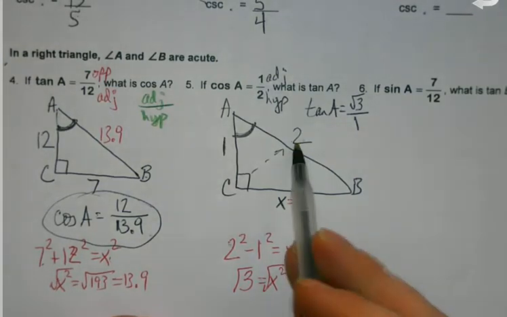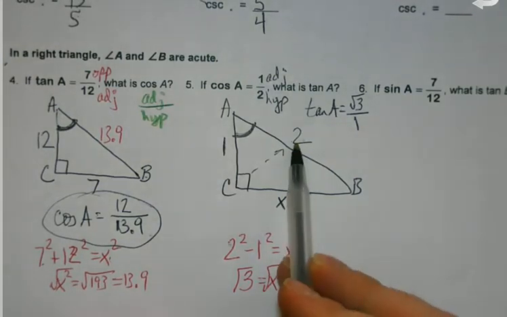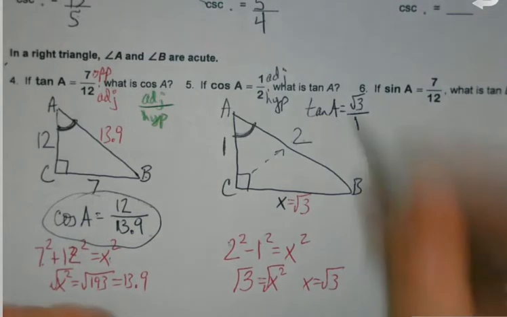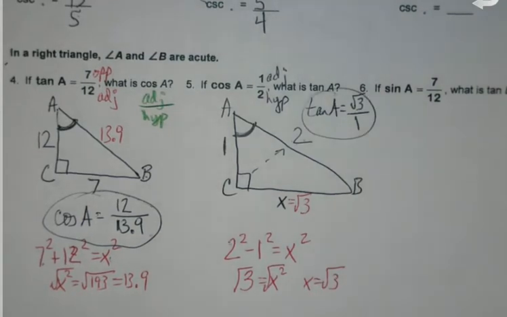If you have the hypotenuse as one of your two sides, you can subtract. If you just have the two legs, then you add. Okay? And so that works out for me that way.